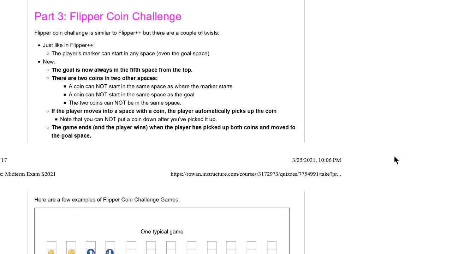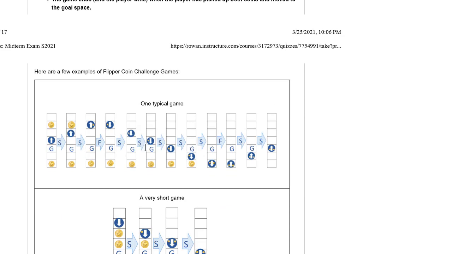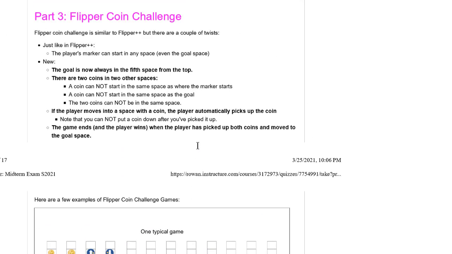Now, the flipper coin challenge is in fact super tricky. And so I was pretty generous with the grading of this problem, but let's take a look at this for a second. Just like in Flipper++, the player's marker can start in any space, even the goal. I moved the goal to the 5th space from the top. That's no big deal, right? It's just somewhere. But now we've got 2 coins.